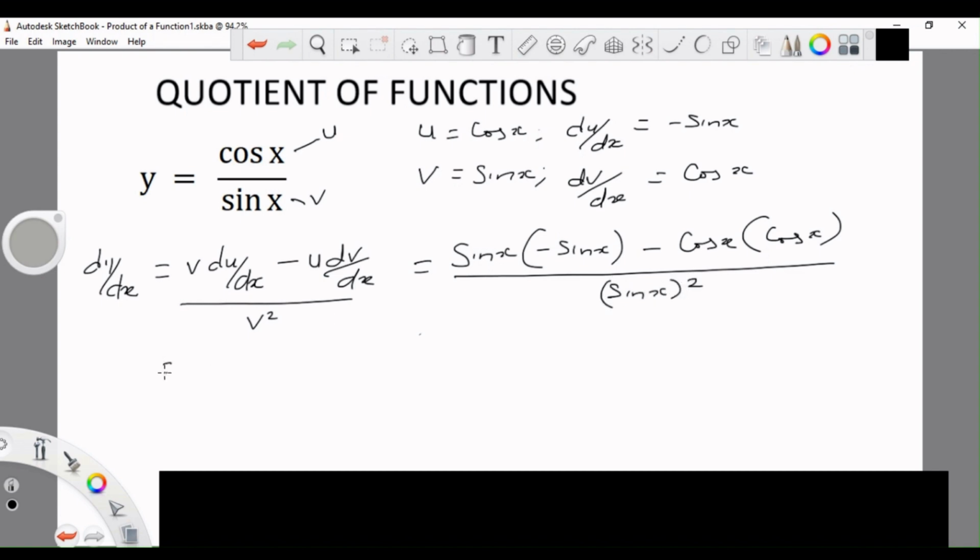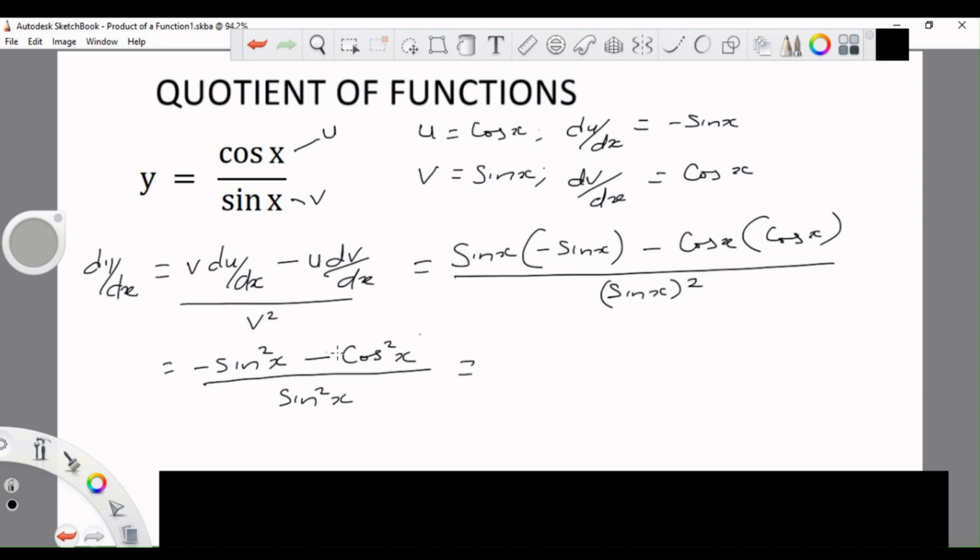So therefore, what we have: sine x times negative sine x will give us negative sine squared x. Negative is negative. Cos x times cos x will give us cos squared x over sine x squared will give us sine squared x. So now here's our equation, but we can still simplify further.